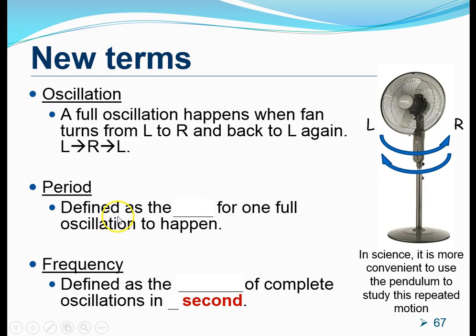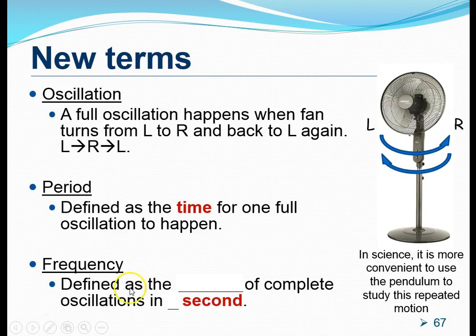Next, let's have a look at period. Period is simply defined as the time for one full oscillation to happen. So if you measure the time for the fan to move from left to right and back to the left again, and if it takes 3 seconds, then we say that this 3 seconds is known as the period of this stand fan.